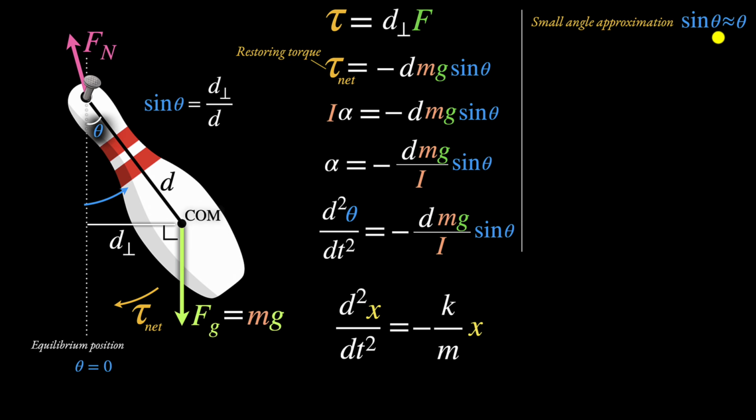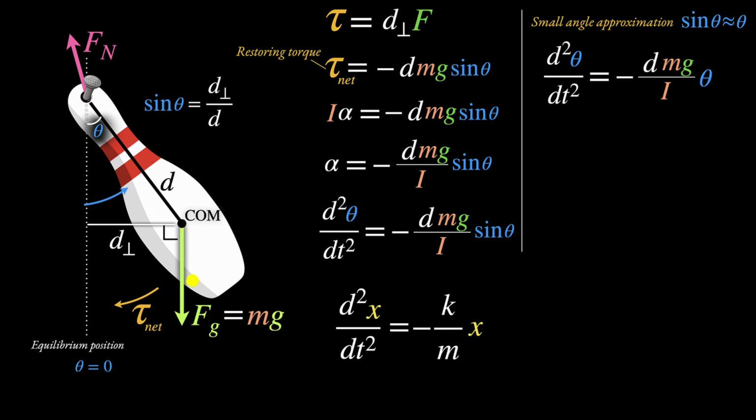But as long as the angle is sufficiently small, sine theta approximates to theta, which means our equation now becomes analogous to the spring system. And so I don't really have to solve it. I know over here, x changes sinusoidally as a function of time. So under small angle approximations, theta will also change sinusoidally as a function of time. In other words, the physical pendulum undergoes a simple harmonic motion.